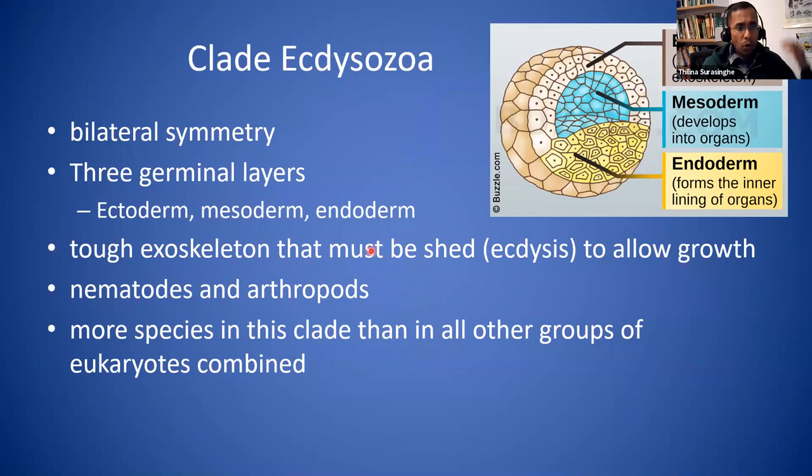What kind of characteristics are we going to talk about? Well, they are all bilaterally symmetrical. It's a character that they inherited from their ancestors. Another character they inherited from their ancestors is that they have three germinal layers: ectoderm to the outside, endoderm to the inside, and then mesoderm in between. And they have a tough exoskeleton, and they have to shed that exoskeleton when they grow, which is actually the most important feature. This includes nematodes and arthropods. And this is one of the most diverse clades in the entire animal kingdom.